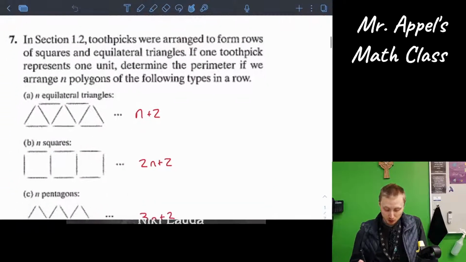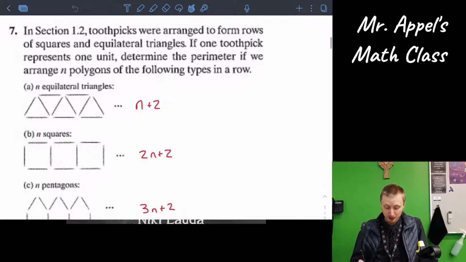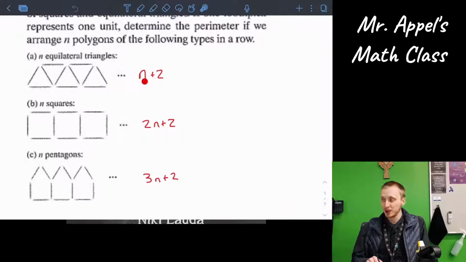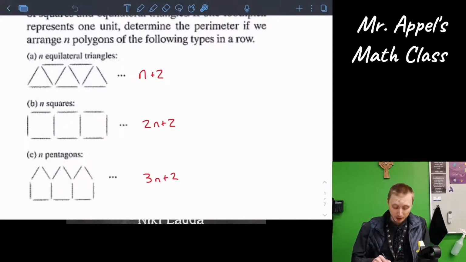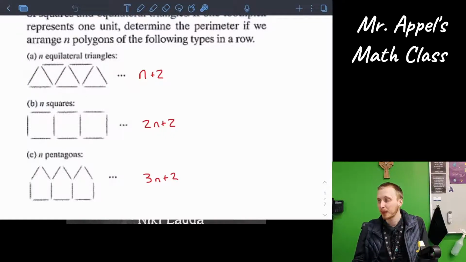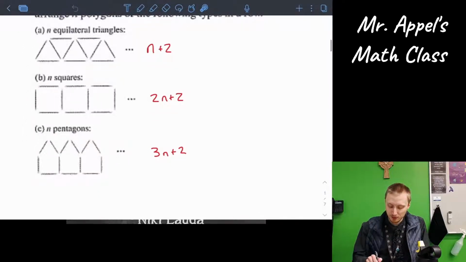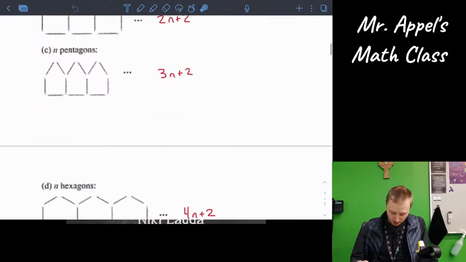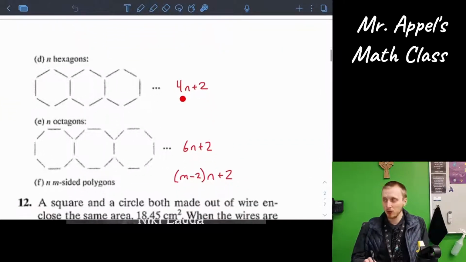Okay, how about rows of shapes? So a row of triangles will have a perimeter of n plus 2. For n number of triangles, you'll always have 2 more toothpicks forming the whole perimeter. So we're not counting these middle ones, just what goes around the outside here. And if you go up to squares, for n squares, we have 2n plus 2. N pentagons, 3n plus 2. N hexagons, 4n plus 2.